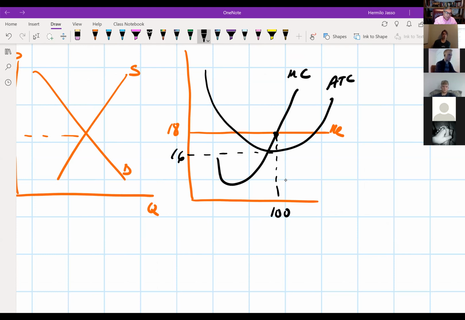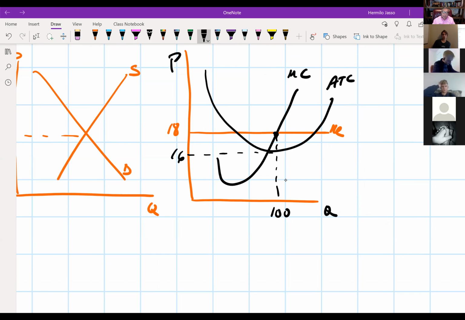If their average total cost is lower than the marginal revenue, they're making a profit of $2 per unit, so $200. Exactly, sir. The price is equal to the marginal revenue, but at that level of output, the average total cost is $16, which simply means on average, it costs you $16 to make it. So you're making $2 per unit. The company is doing good.